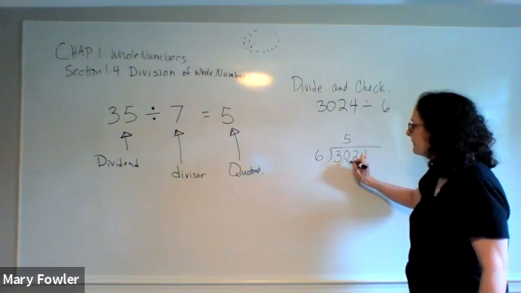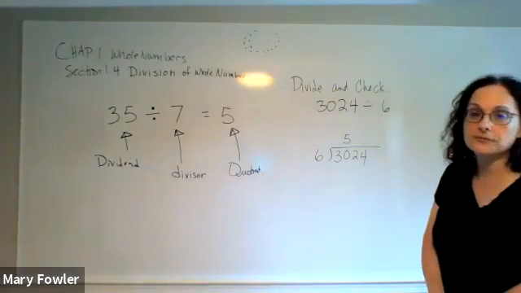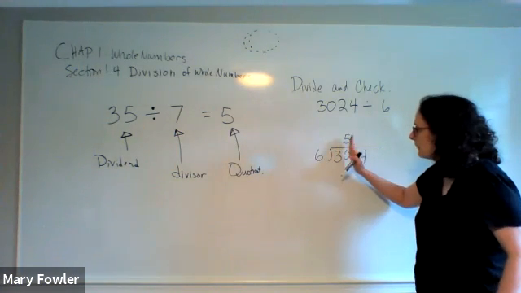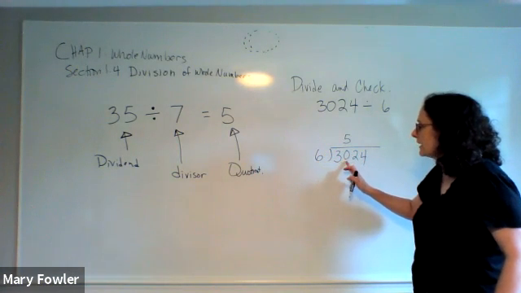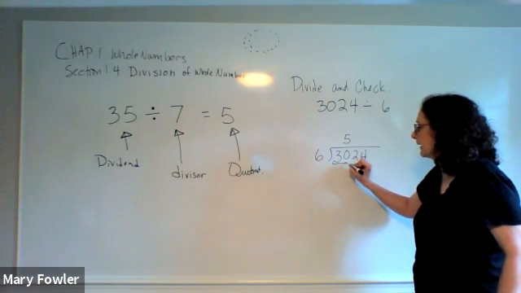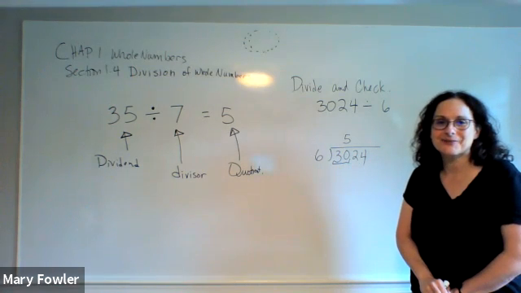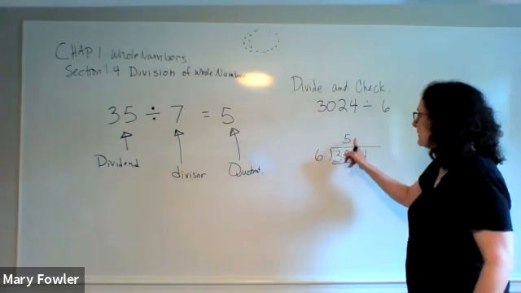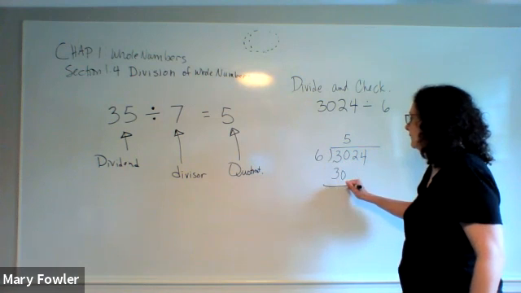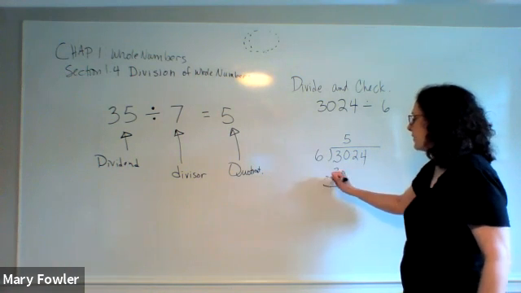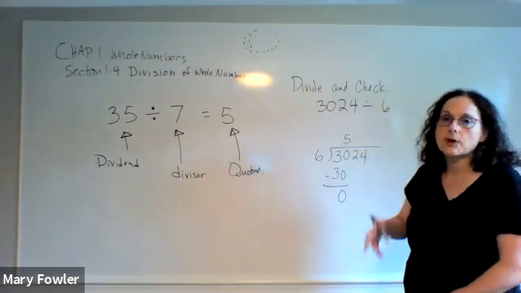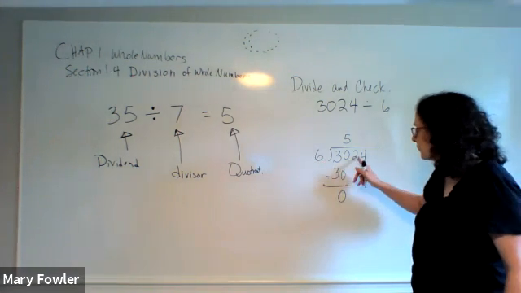And I'm going to put the 5 above the 0. So I put the 5 above, that's the number I picked up. I start with that 0 because that was what 6 went into. I can kind of box it off a little bit there. So 5 times 6 is 30. We write that underneath and subtract. We get a 0.